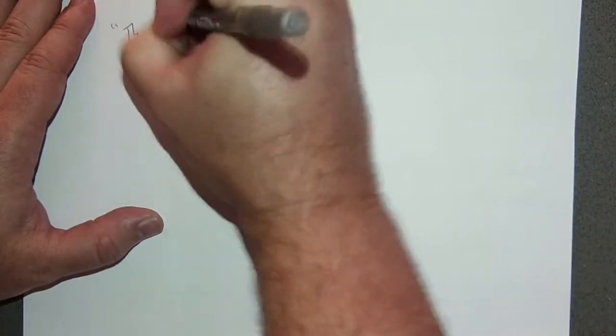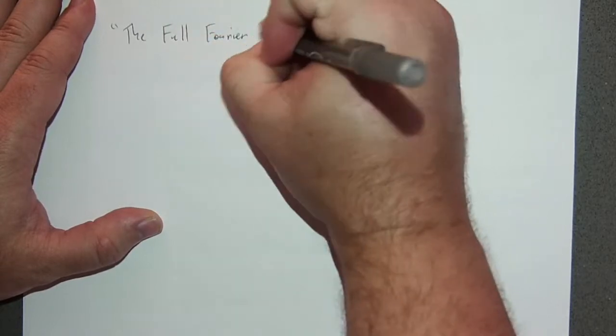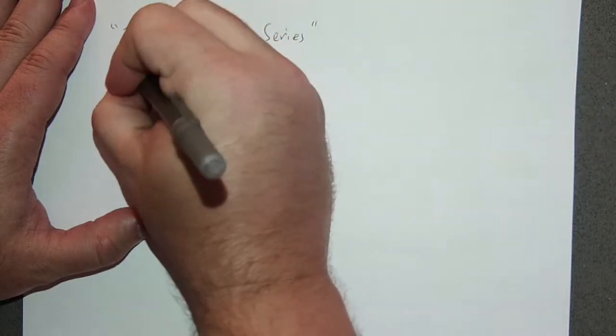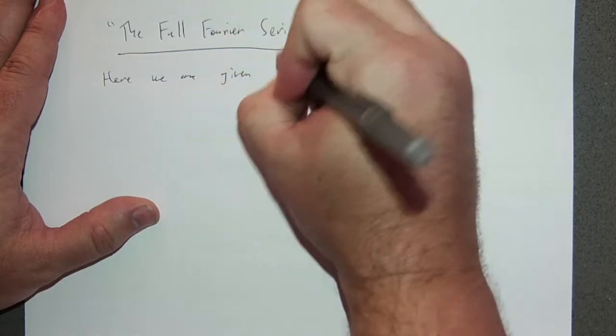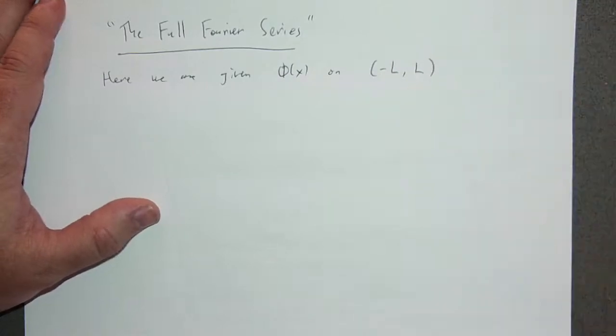And so what does all this allow me to do? So first of all, I need one more tool before I can move on to sensibly talking about these things. So there's what's called the full Fourier series. What is that? So here we are given phi of x on an interval minus L to L.